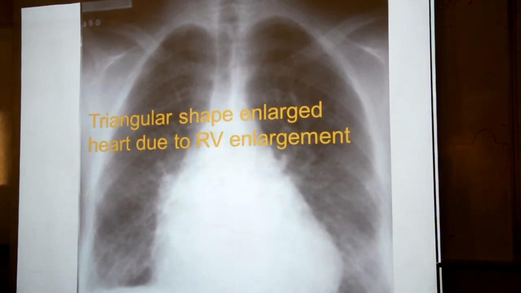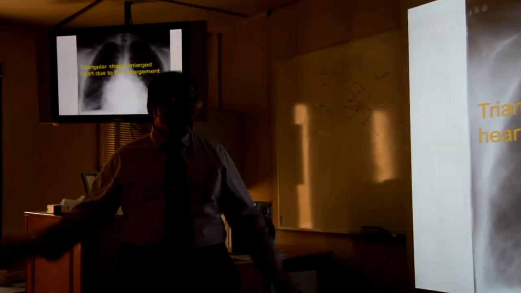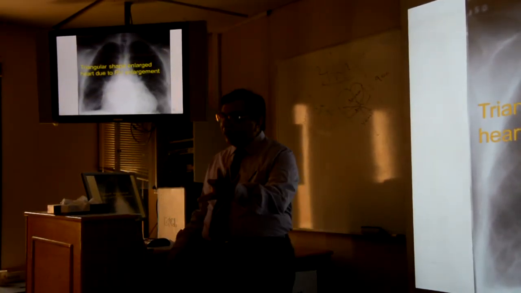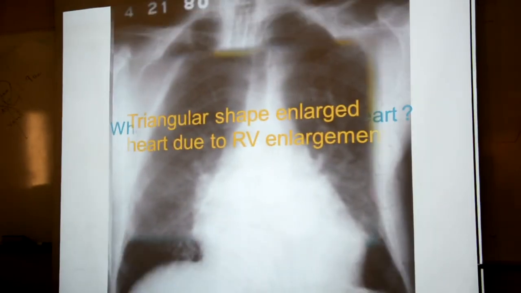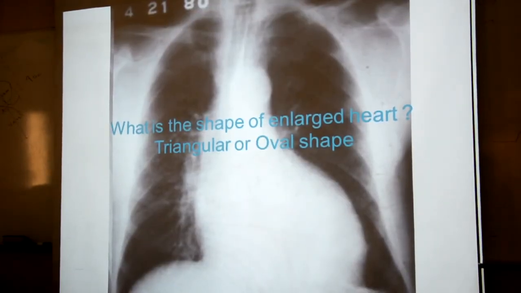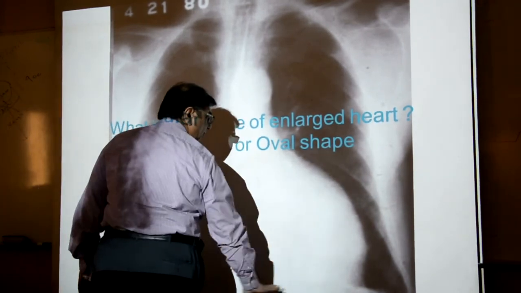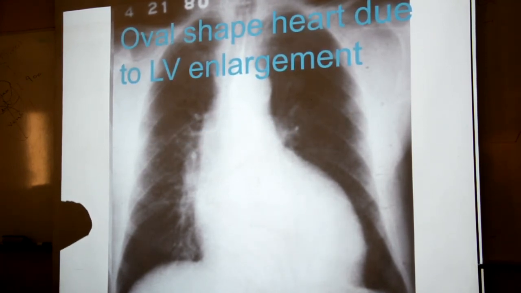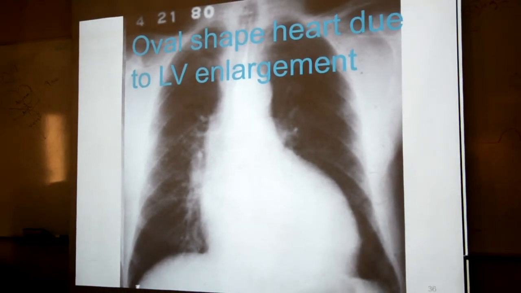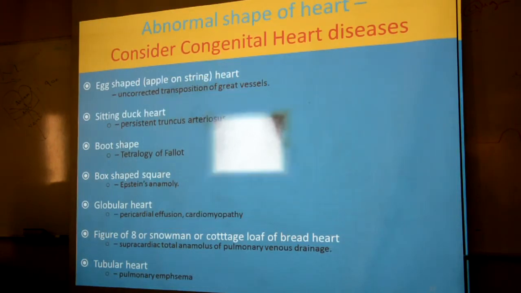Okay. Whenever there is a triangular looking enlarged heart, remember, most likely, this is not definite, it suggests that the right side of the heart is enlarged. But if it is an oval shape, we suggest that the prominent part of the enlargement is the left ventricle. Clear? So this shape assessment, triangular versus oval: the right is triangular, the left is oval, okay? It might give you a clue to reach the correct diagnosis.